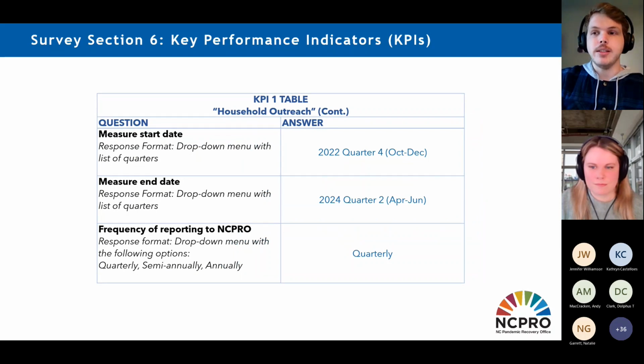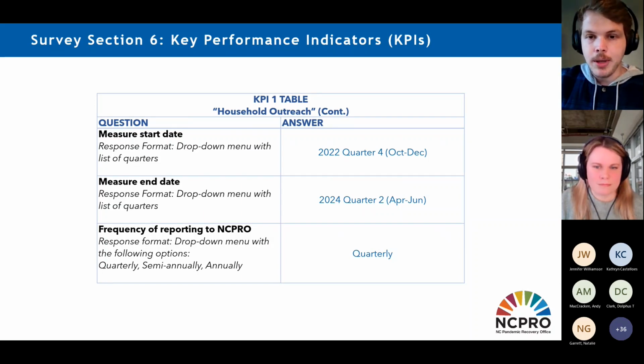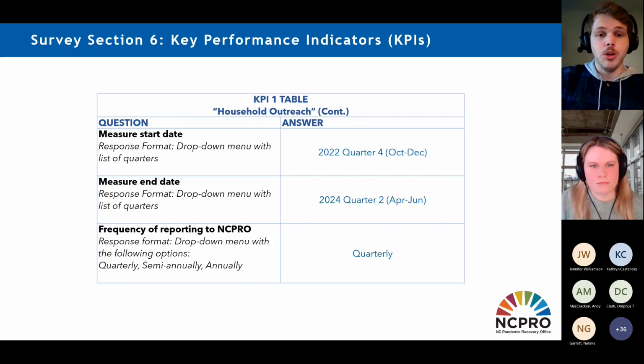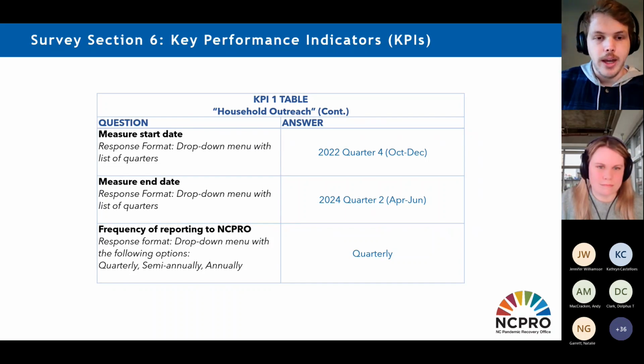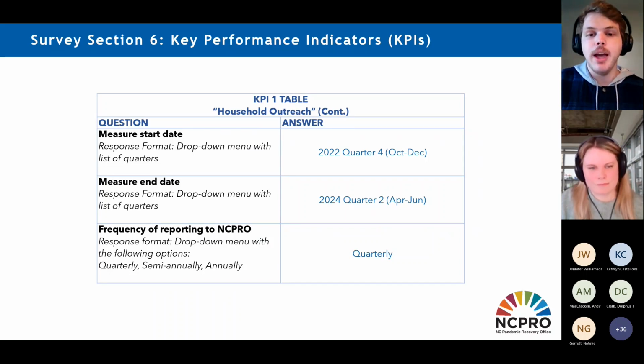So then on the next slide, we have a couple of different questions about measurement start date, and then when you finish tracking data for the KPIs. These are all drop downs where you'd be able to select the exact quarter. Note that the quarters are actually backdated for projects that have already passed these milestones. Some of your KPIs may only track over the course of one quarter. That's also okay.